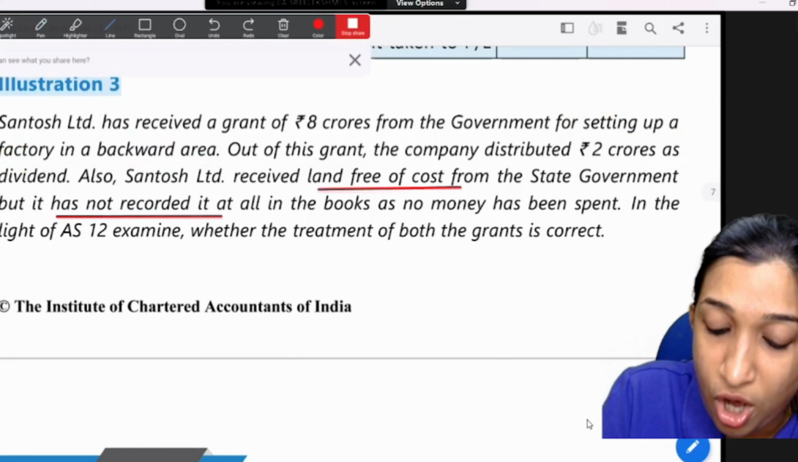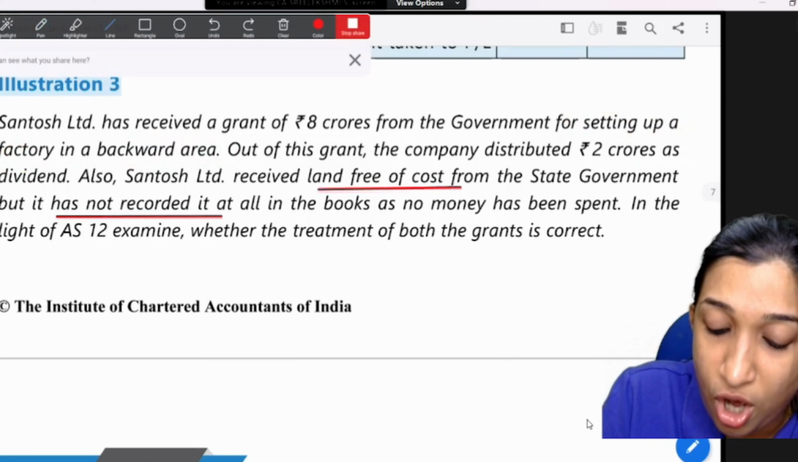If the grant is receivable, you have applied for it and it is confirmed that you will be receiving the grant but not yet received, can you record government grant in the books? Yes, of course, I can pass the journal entry: grant receivable to government grant. So, study these 2 points: a reasonable assurance that the conditions will be satisfied, and that the grant will be received.